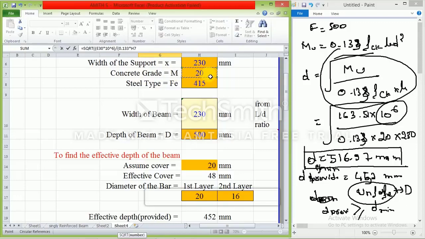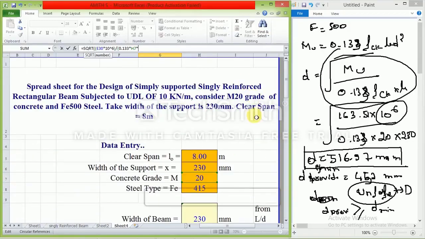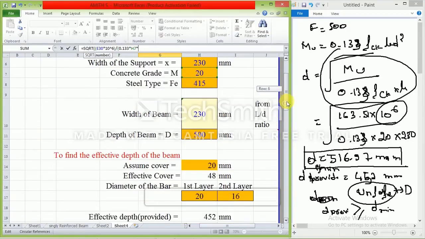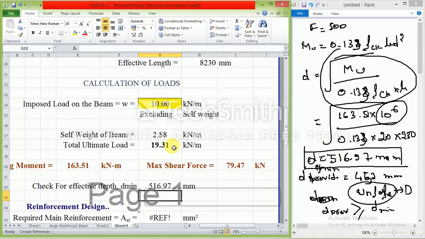Don't get confused, 20. You can enter it here or there, not an issue. fck into the width of the beam, that is 230. I'm closing the bracket, one more bracket, pressing enter. So let me see what is the answer I had got: 516.97, the same answer I had got. But the answer is unsafe, right?